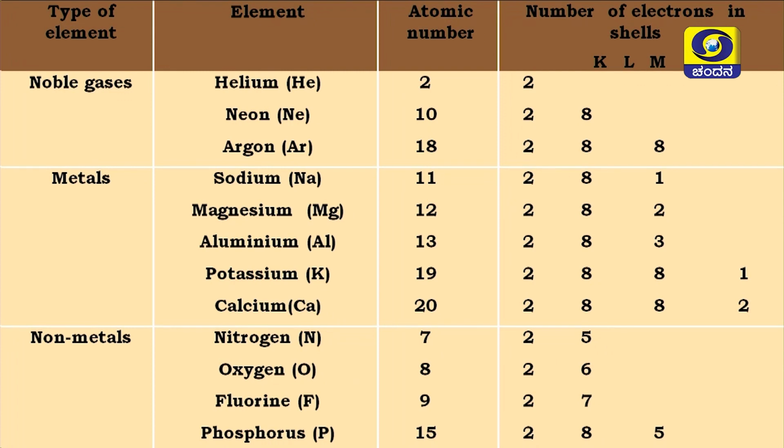And now coming to the non-metals, nitrogen is 7, the electronic configuration is 2 and 5. Oxygen is 8, 2 and 6. Fluorine atomic number is 9, electronic configuration is 2 and 7. Phosphorus, the atomic number is 15, the electronic configuration is 2, 8 and 5.